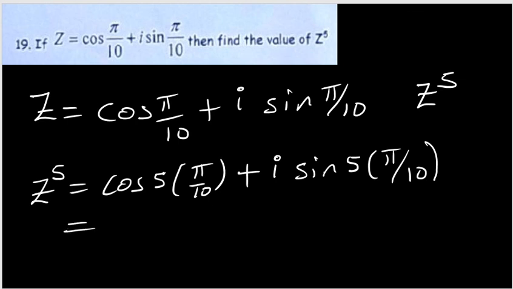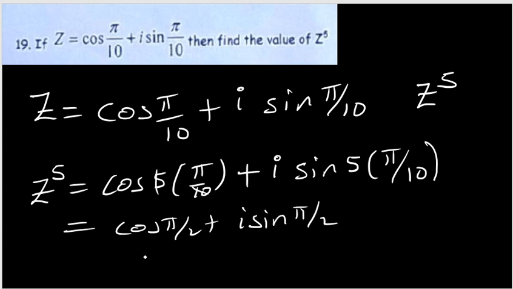Therefore, when you simplify by 5, this will be cosine of pi over 2 plus I sine of pi over 2. Pi over 2 is 90 degrees, so cosine 90 is 0, and sine 90 is 1, so just I remains. So the answer finally will be only I.